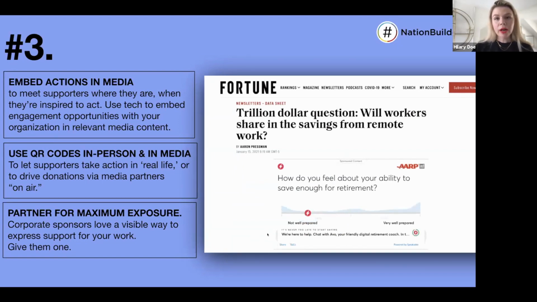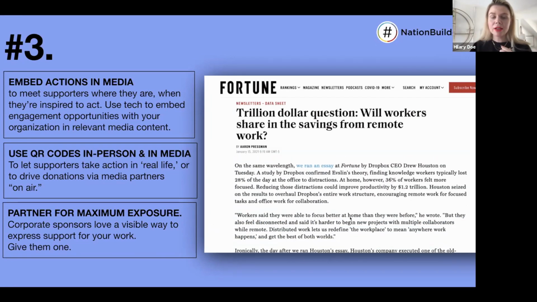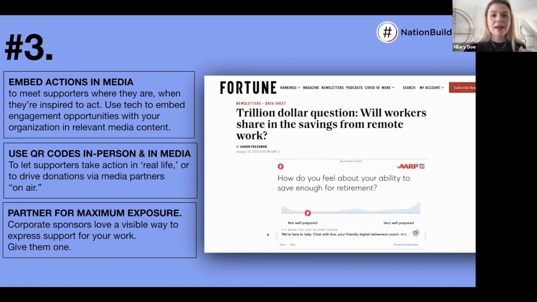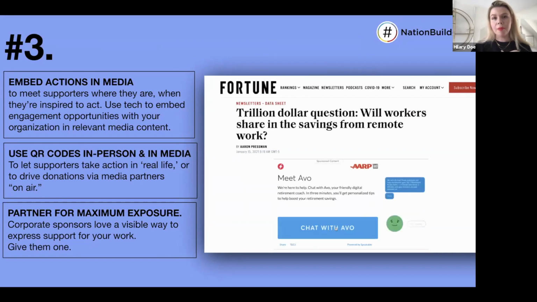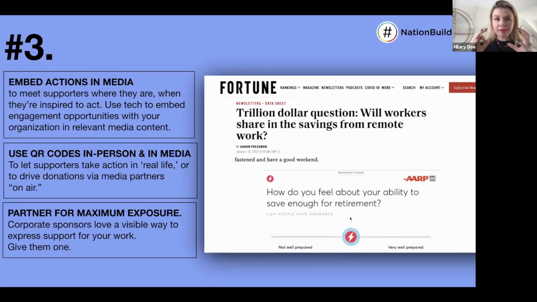So partnering with, for example, a corporate, but also a media partner, and getting a lot of public exposure can be a really good way to go, but has historically been really hard to access. There are tech tools now available that let you place actions that your organization wants to drive people to take in line in media.